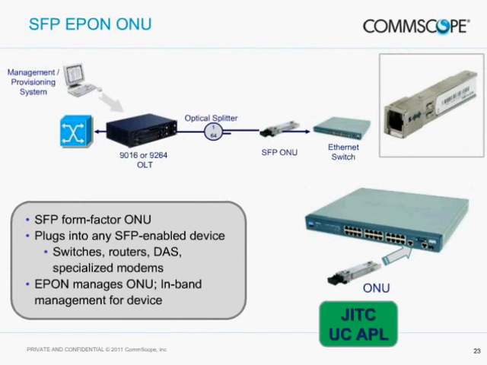In this example, we're seeing an OLT, and the existing Ethernet switch we plug into it. This is JITC approved. It is the only one in the US DoD that is on the UCAPL and has JITC approval. This would allow the government to reuse existing network appliances and repurpose them. So it extends their operational life and allows for an easier transition.